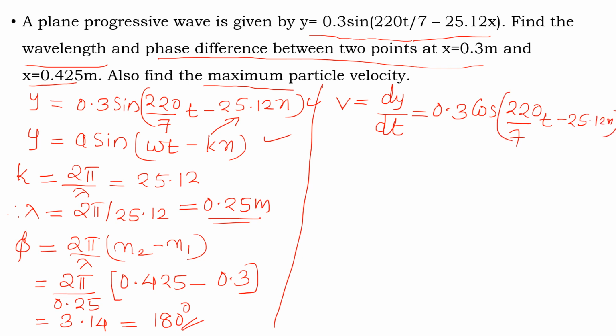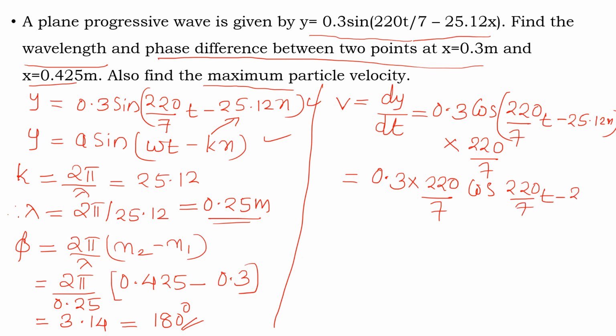The derivative of the inside term is 220/7. That is 220/7. This is the velocity: v = 0.3 × 220/7 × cos(220/7 × t − 25.12x). This is the equation.